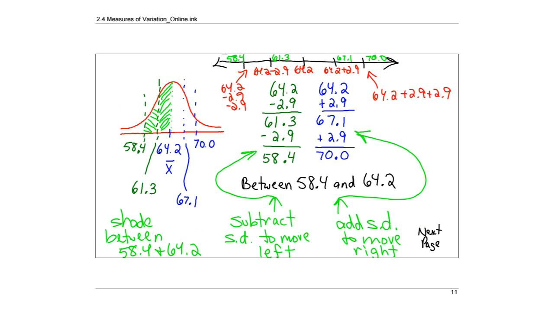All right, so this is kind of messy, but this really is the same chart. It's just showing you that the 64.2 goes in the middle. On the right-hand side, we're going to add 2.9 each time. On the left-hand side, we're going to subtract 2.9 each time. I know it's kind of messy, but we'll get lots of practice with these. And then they wanted the area between 58.4 and 64.2.